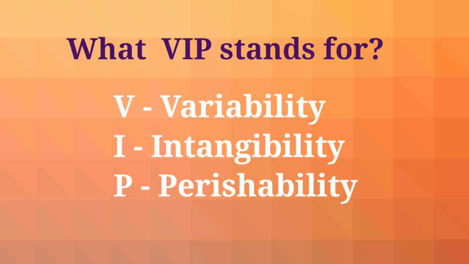What VIP stands for? V stands for variability. Services are unique and are always different from each other. I stands for intangibility. A service is a process or activity, so it is intangible and non-transferable in nature. P stands for perishability. Services are perishable and cannot be stored. So when you're answering questions on meaning and characteristics of goods and services, just remember the words MUST and VIP.